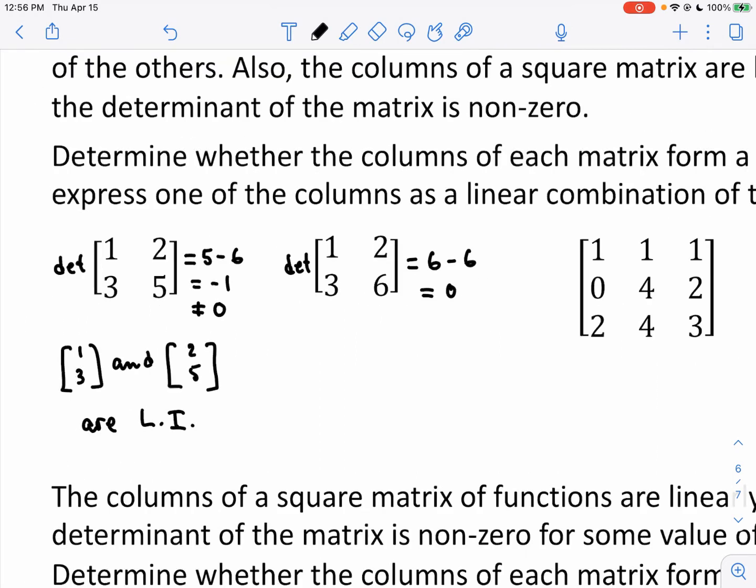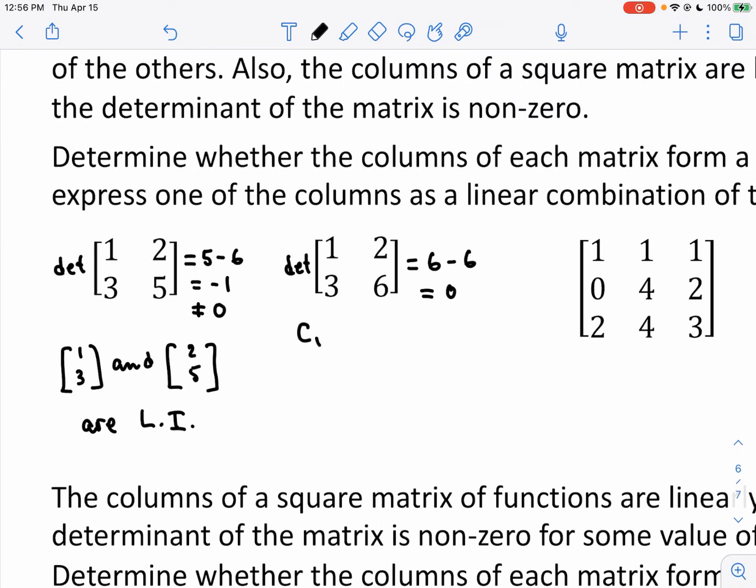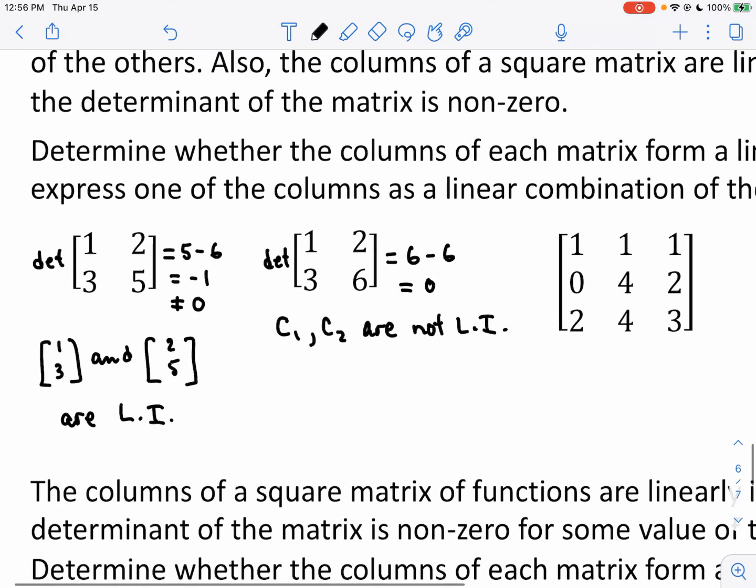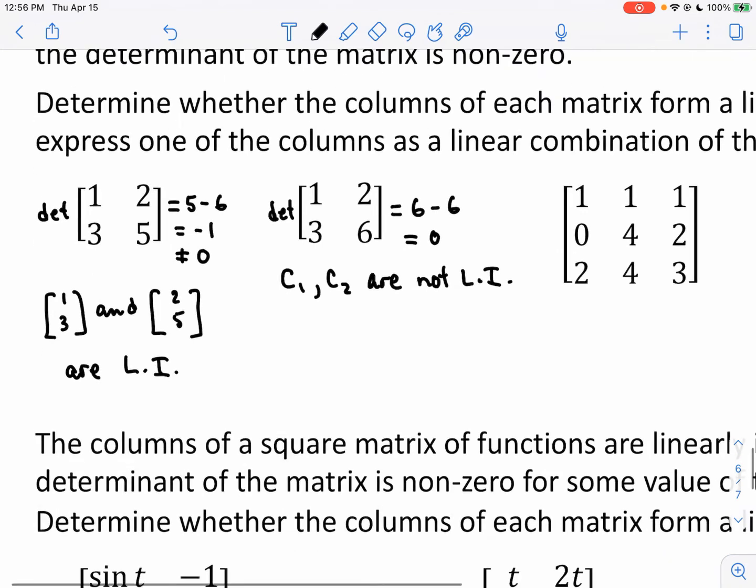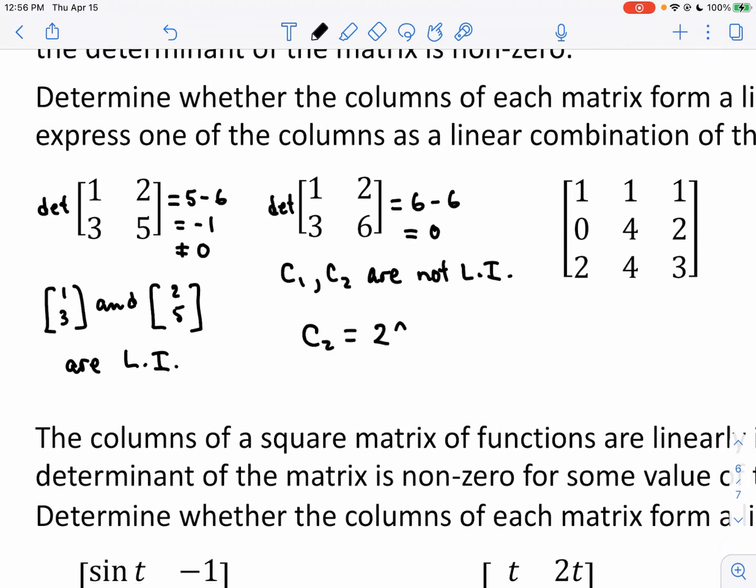And I'm going to use C1 and C2 for the columns. So we're going to say C1, comma, C2 are not linearly independent. So you could also say that they're linearly dependent, or we say they're not independent. So in this case here, we want to express one column as a linear combination of the other columns. Well, there's only 2 columns here, so I'm going to express column 2 as a multiple of column 1. So column 2 can be found by doubling column 1. Or you could also say that column 1 can be found by halving column 2.